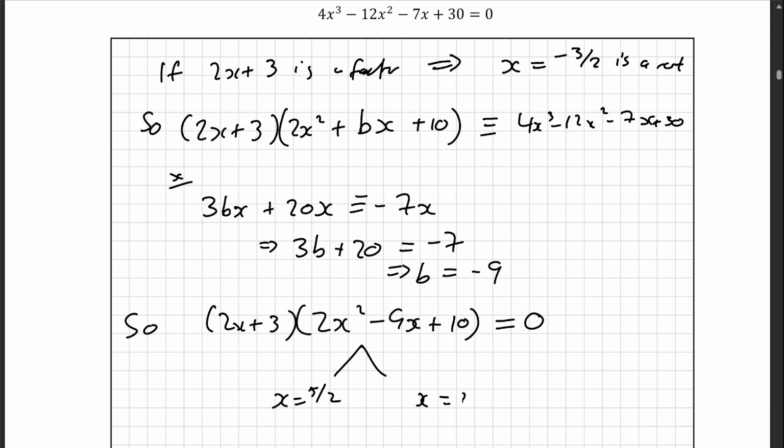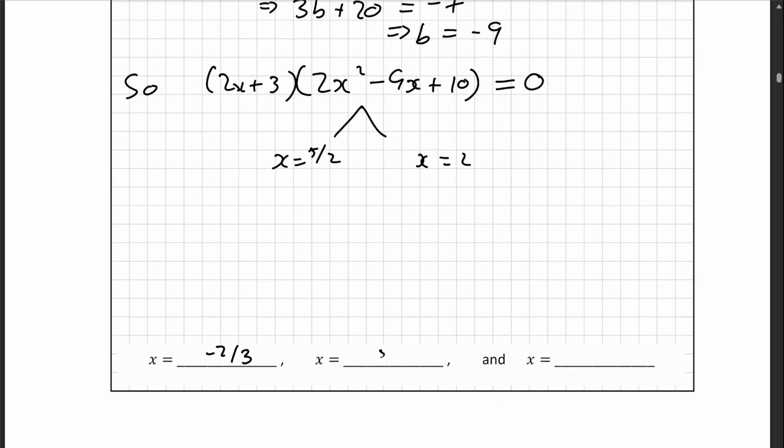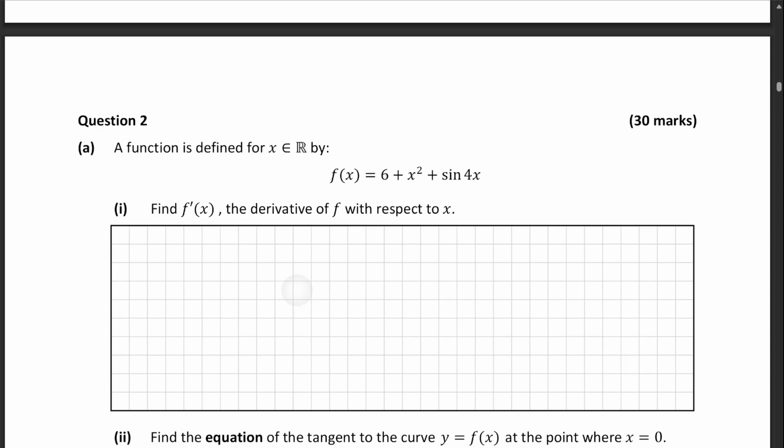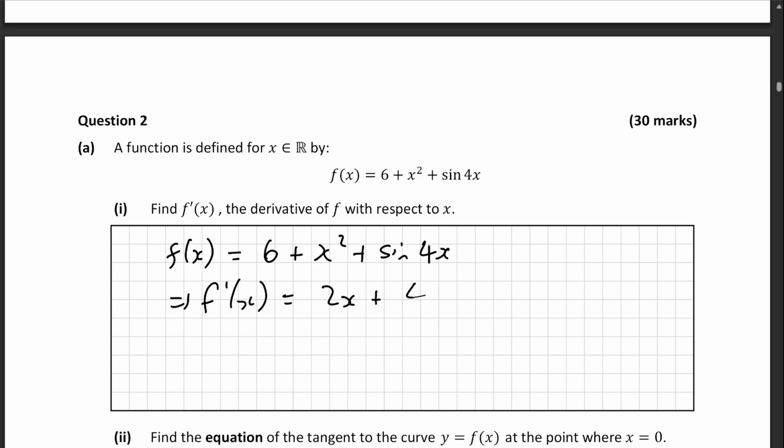Or x equals 2. So we have minus 2/3, 5 over 2, and 2. Okay, perfect. A function is defined below, find f dash. So as always, I like to rewrite the function. So 6 plus x squared plus sine of 4x. That implies the derivative of f is going to be 2x plus 4 cosine 4x.